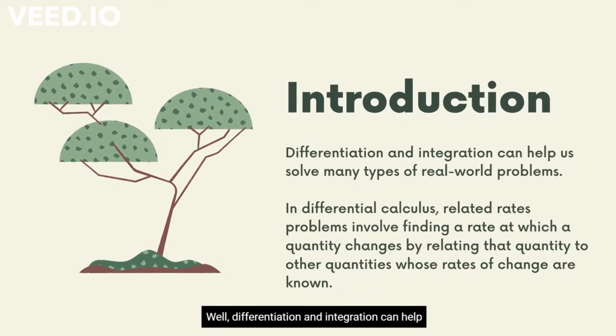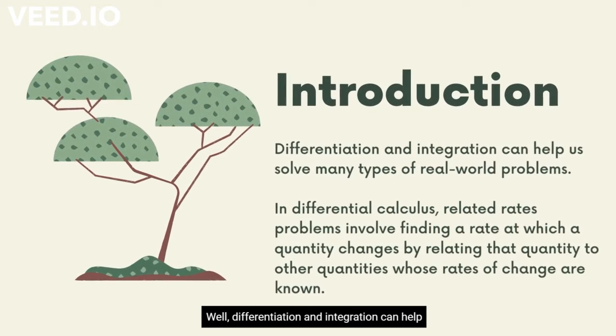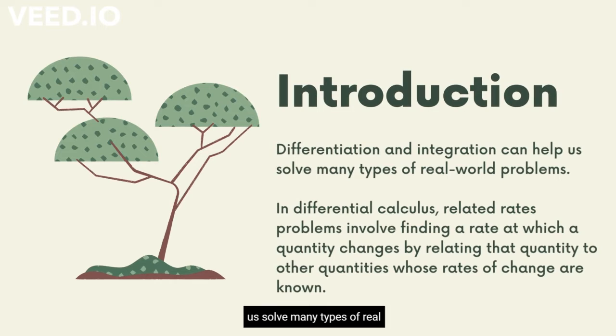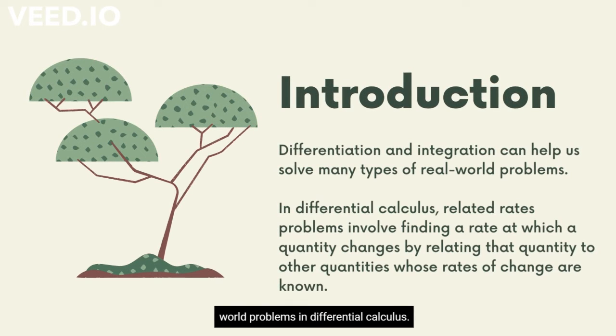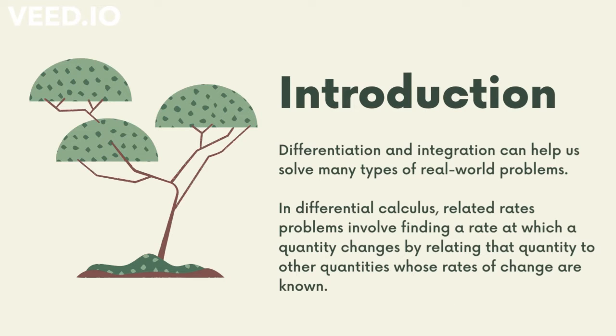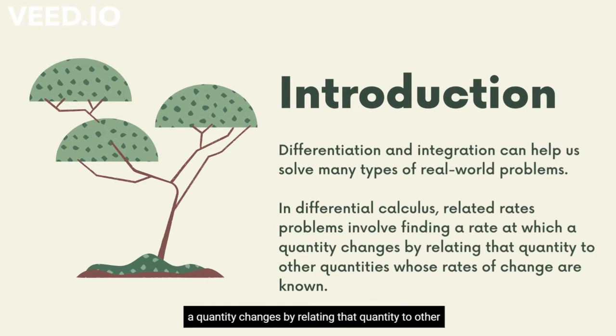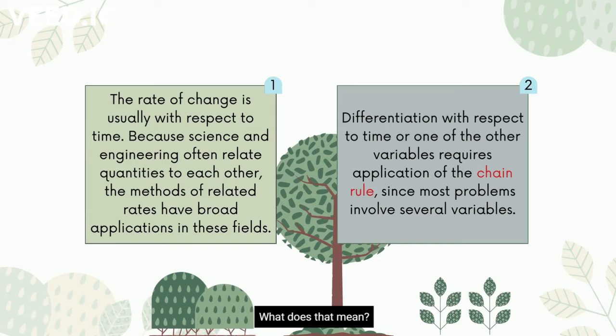Well, differentiation and integration can help us solve many types of real-world problems. In differential calculus, related rates problems involve finding a rate at which a quantity changes by relating that quantity to other quantities whose rate of change are known. What does that mean? The rate of change is usually with respect to time, because science and engineering often relate quantities to each other. The method of related rates has broad application in these fields.